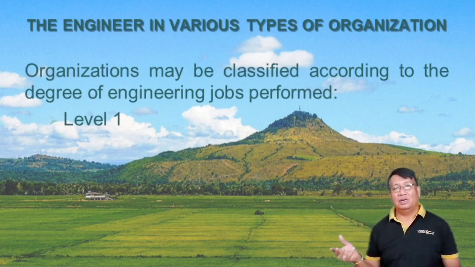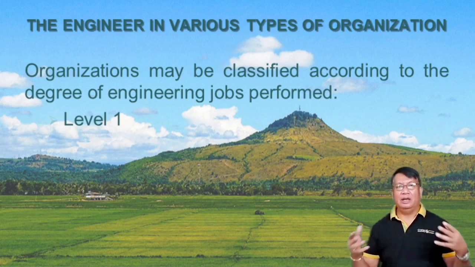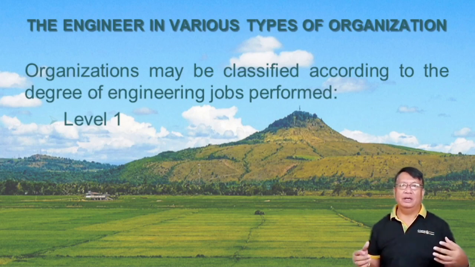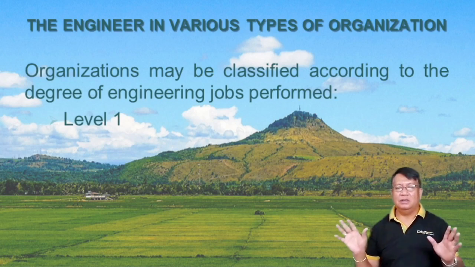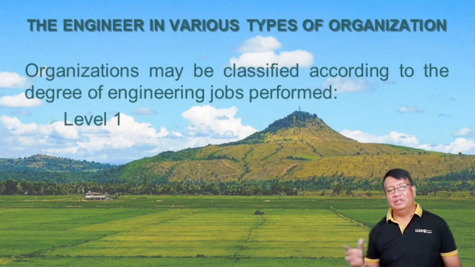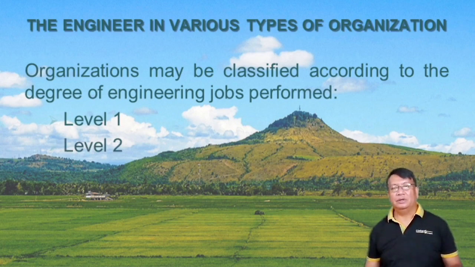Of course, the agricultural engineers that will maintain the irrigation and design the irrigation, and the mechanical engineers also work here with machineries and so on. So this kind of activity needs only a very small level of engineering jobs. Okay, so that is considered level one classification of an organization. Next, level two, of course, medium.